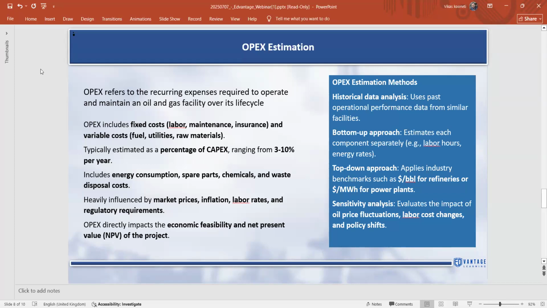So based on that you might do a bottom-up approach, or you might do a top-down approach, which applies industrial benchmarks. You just use some benchmarks or criteria and put them as a number. And you might go for a sensitivity analysis, evaluating the impact of oil price fluctuation and labor cost. So you might add LIBOR, you might add inflation cost, you might add CPI or RPI, just to make sure that your OPEX is always more than what you're spending, because things change, right?